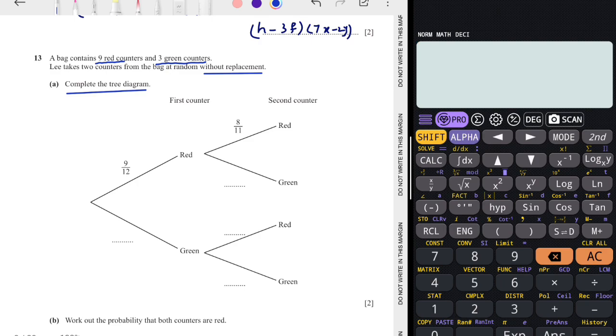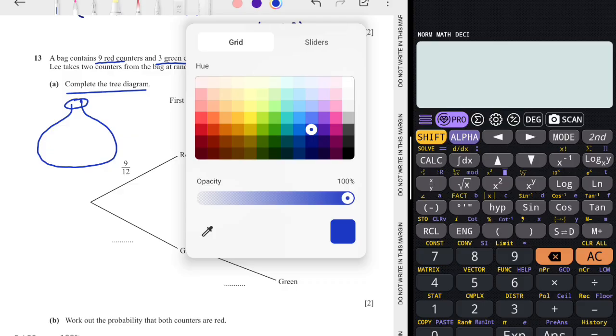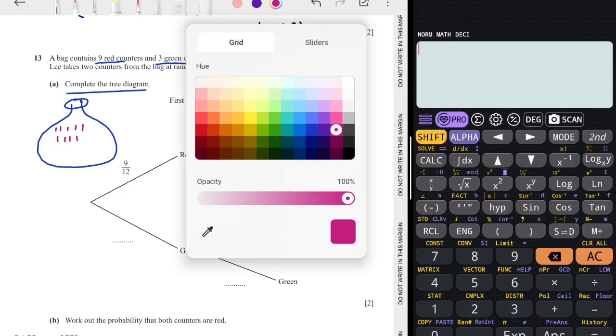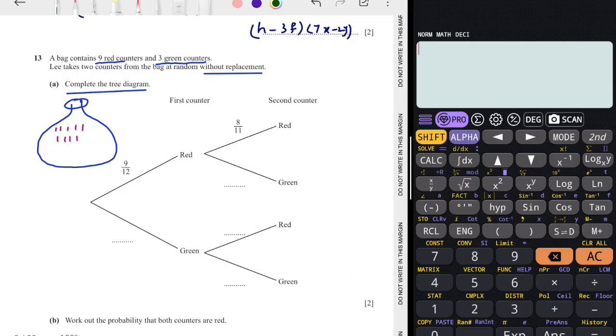For that purpose I have to draw a bag here. And there are 9 red counters inside the bag, 1 2 3 4 5 6 7 8 9, and there are 3 green counters, so it would be 1 2 3. So according to the definition, without replacement is a process of selecting items from a set where each item is removed from the set once it is chosen. So it should not be replaced again.